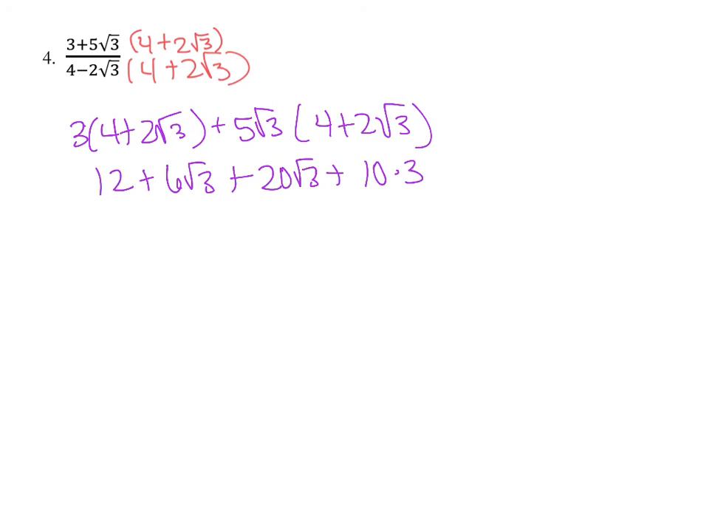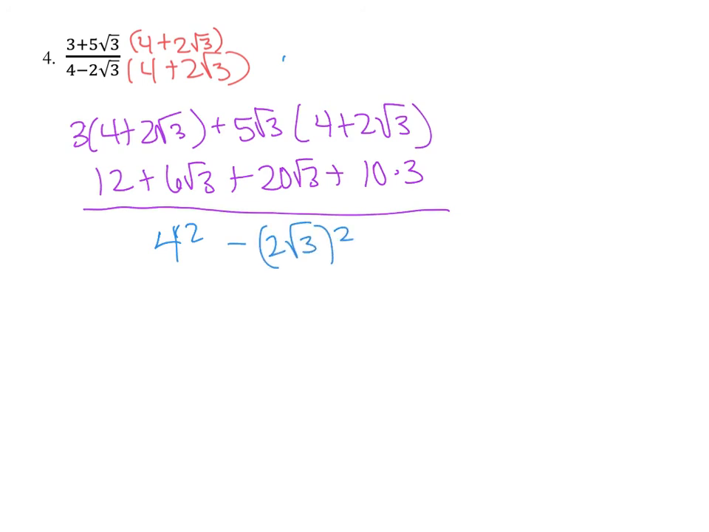And then let's work on the bottom. Don't forget that we are going to have a bottom value here. So the bottom value, we're going to use the shortcut. So it's going to be 4 squared minus 2 radical 3 squared.